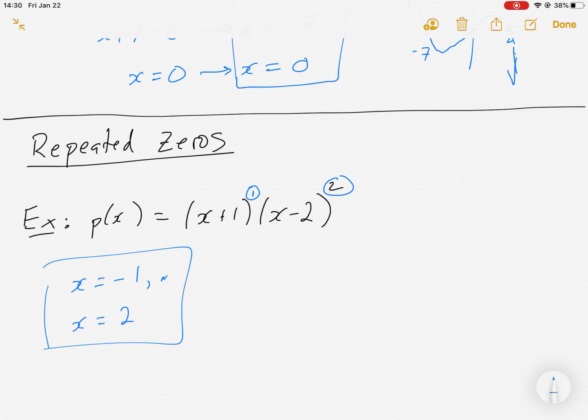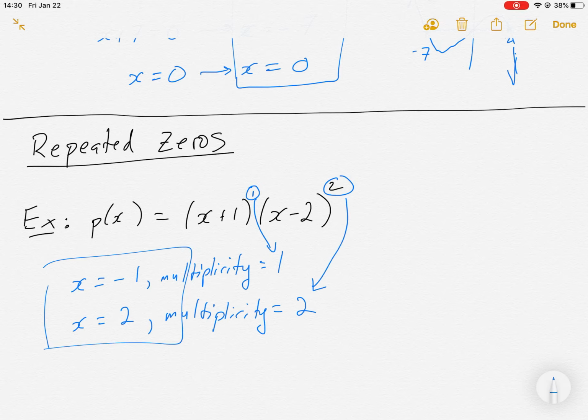That number there is called the multiplicity. And in this case, we would say the multiplicity is 1. The multiplicity for 2 is actually 2 in this case. So the 1 and the 2 is where I got those numbers. And that's because if I took x minus 2 squared and expanded it out, it would look like this. And so that just means it shows up twice in this polynomial.